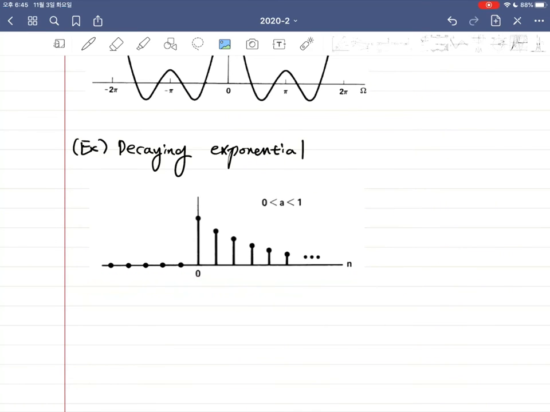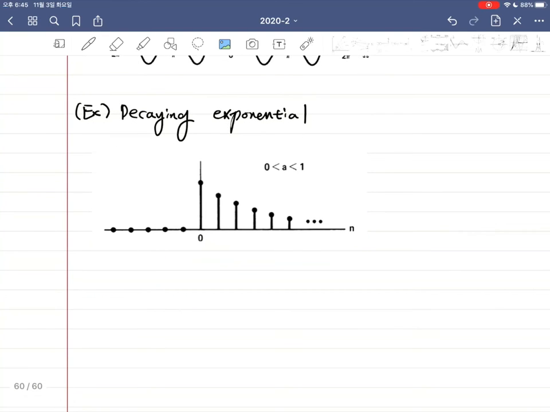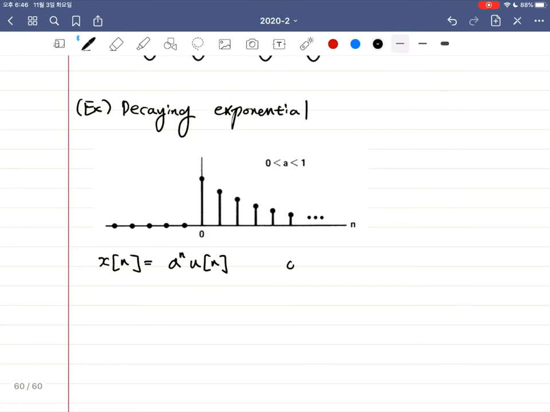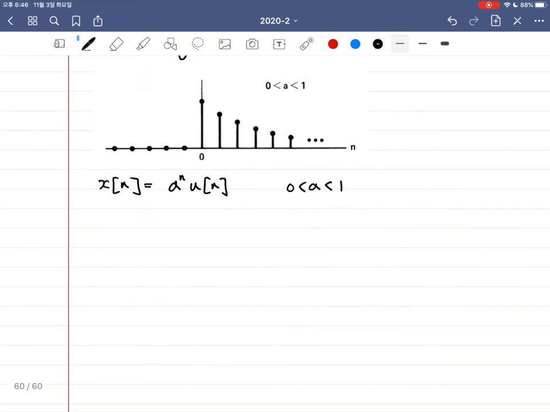Yep, so the decaying exponential is a discrete-time signal, and I can formulate this x[n] as a^n multiplied by the unit step function. And you can see from this figure that a is a value between 0 and 1.